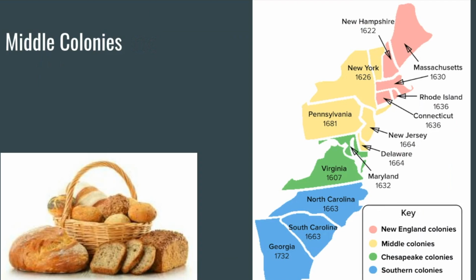So first, we have the middle colonies, which were known as the breadbasket colonies for producing grains. These colonies included Pennsylvania, New York, New Jersey, and Delaware. And unlike Puritan New England, the middle colonies presented an assortment of religions.